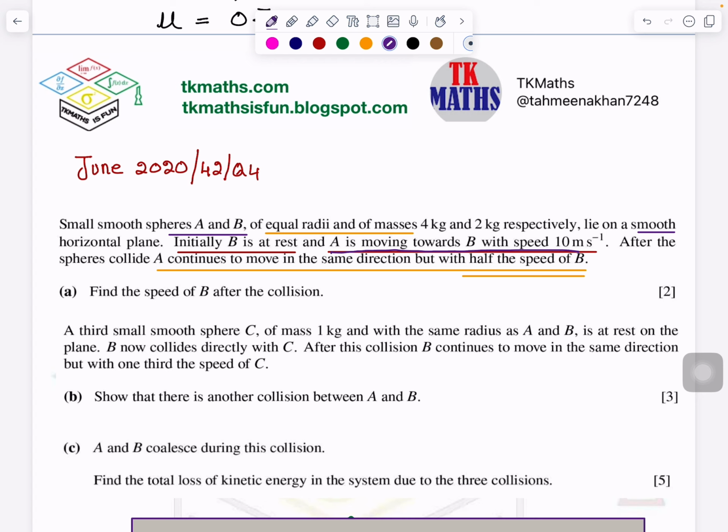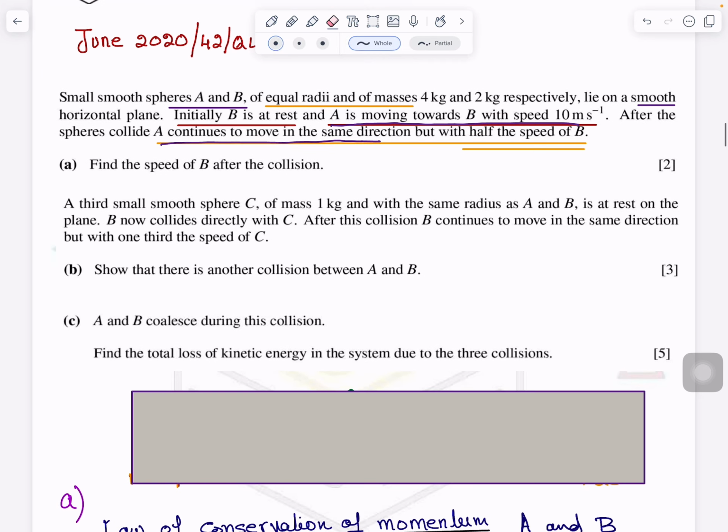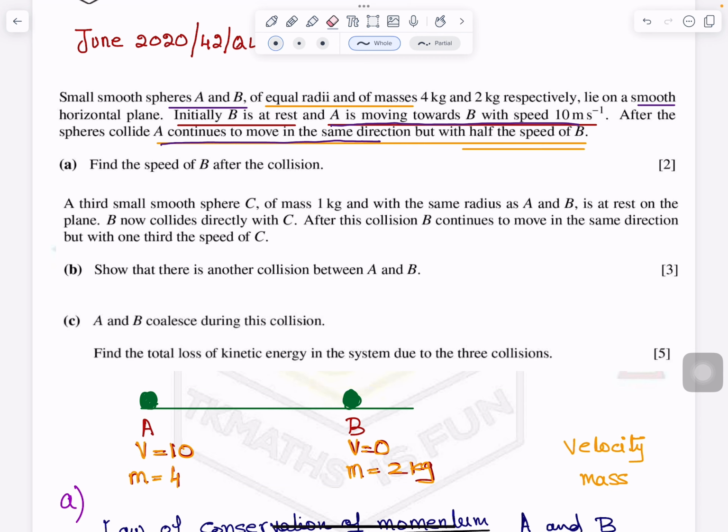One more thing: after the spheres collide, A continues to move in the same direction. I have explained this situation with the help of this diagram. You can see particles A and B. Let me draw particle A, for example, in another color. Mass and velocity are written here, and B is at 0. Find the speed of B after the collision.